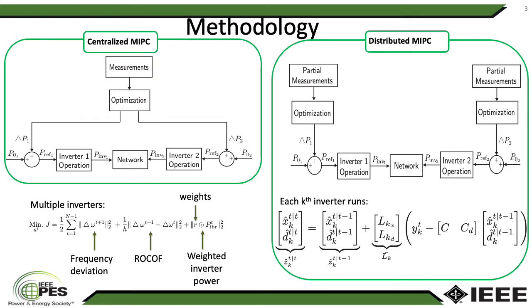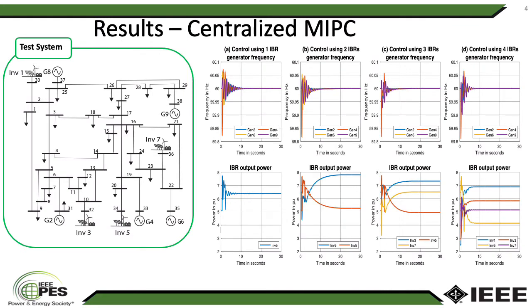We tested this algorithm on the New England 39-bus 10-generator system using the centralized MIPC algorithm. The figures show the frequency of some select generators and the output power of the inverters as the number of inverters providing frequency control response in the system increases. When there is only one inverter in the system, that is inverter 5 at bus 34, the central server runs the regular IPC algorithm and the inverter output power is as shown in the leftmost plot.